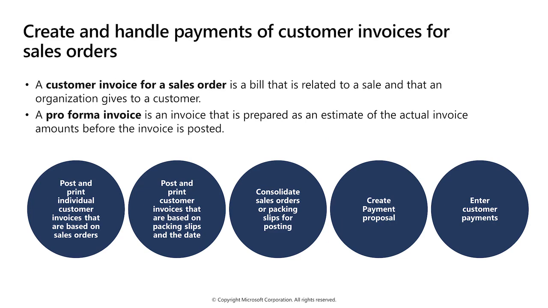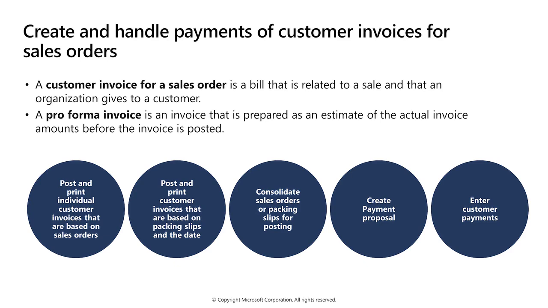There are two invoice concepts with sales order invoice. A customer invoice for a sales order is a bill related to the sales that an organization gives to the customer. This type of customer invoice is created based on the sales order, which includes order lines and item numbers. Item numbers are specified and posted in the ledger. Subledger journal entries aren't available for the customer invoice for the sales order.